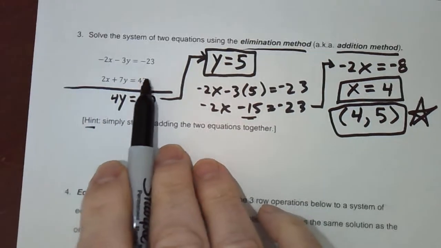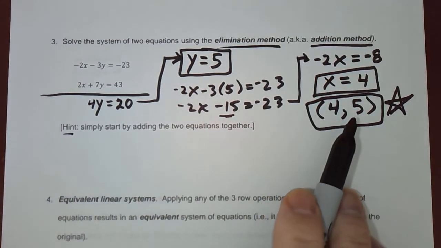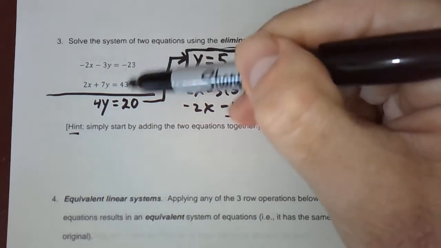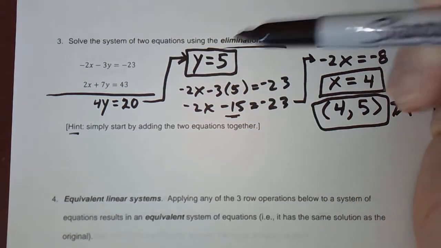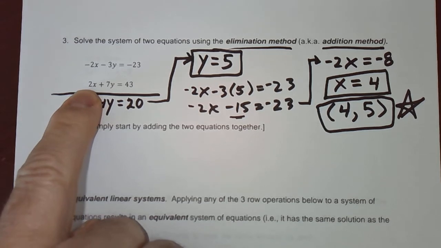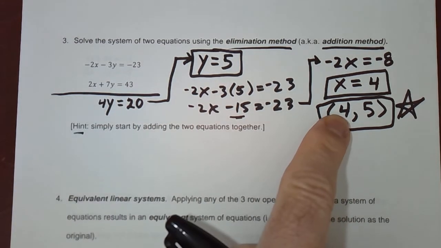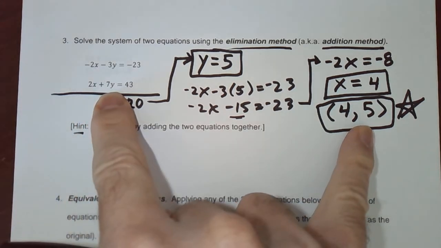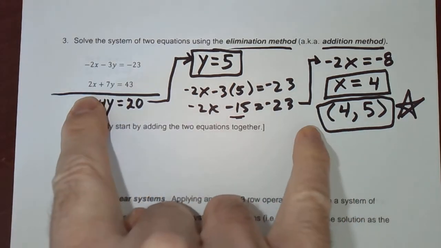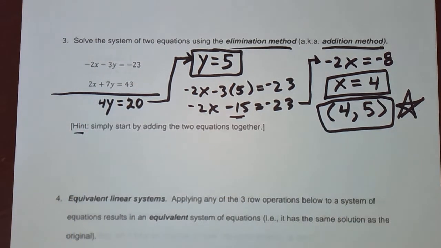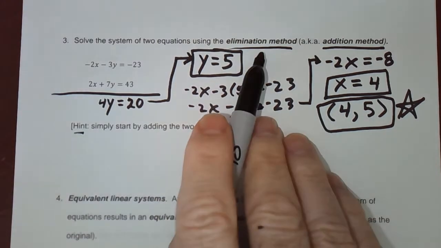Okay, now you should go back and plug in x equals 4, y equals 5 to make sure it makes both of these equations work. If it only makes one of them or neither of them work, then you made some arithmetic mistake. Let's double check by looking in the second equation. 2 times x is 4. So 2 times 4 plus 7 times 5 would be 8 plus 35 equals 43. So that's correct.